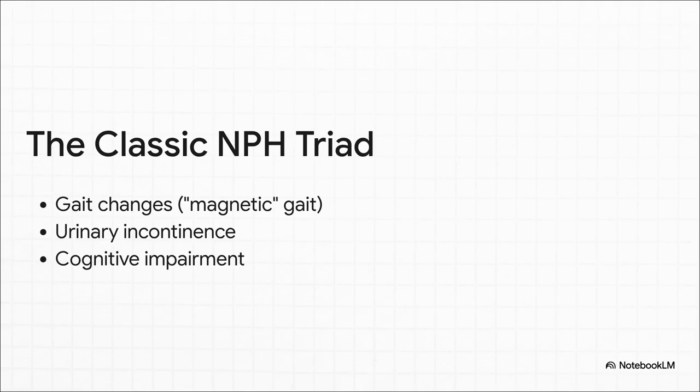And this brings us to that classic triad you probably learned: wet, wobbly, and wacky. The gait is often the first and most pronounced symptom, that shuffling, magnetic gait where it looks like their feet are just stuck to the floor. Then comes the urinary incontinence, and then finally the cognitive impairment.